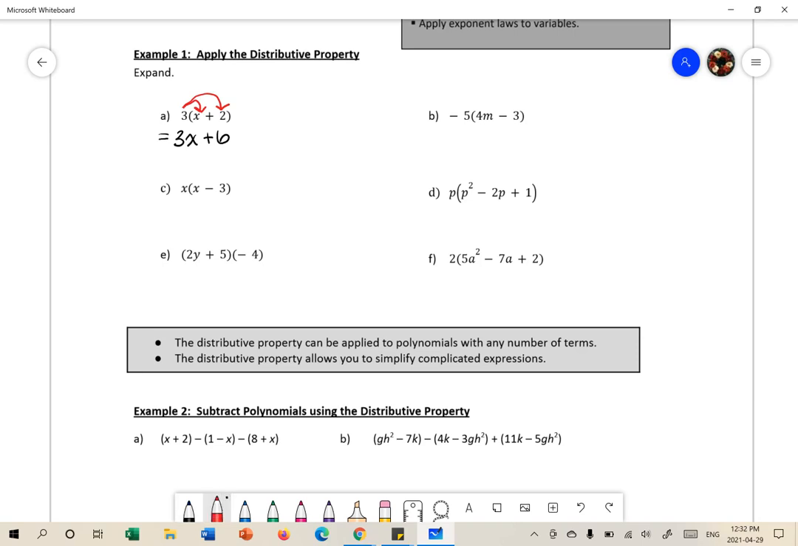Next, we have -5 in front of the brackets. The negative is part of the coefficient. So we're not going to multiply the polynomial by 5, we're going to multiply it by -5. So -5 times 4m, and then -5 times -3. This negative belongs to 3.